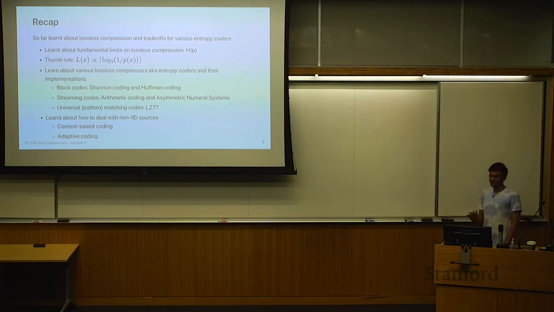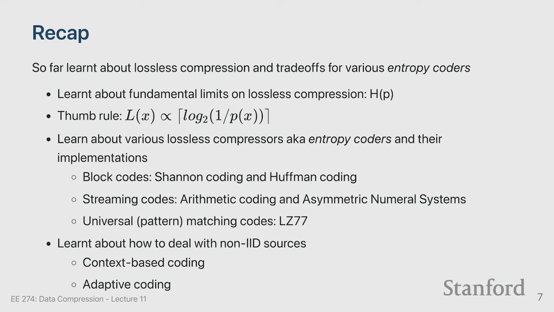So again, as a recap, we have learned so far about lossless compression and the trade-offs between various entropy coders. We started the class by learning about the fundamental limit on a lossless compressor, which was entropy. We learned a thumb rule, which we have seen time and again in this course, to derive our intuition and understanding of how well the compressors are doing. We followed this up with various lossless compressors, sometimes also called entropy coders, because they are trying to code something to the entropy. We also looked at their implementation: block codes like Shannon and Huffman, streaming codes like arithmetic and ANS, and finally the pattern matching code idea, or universal code, which was LZ77.